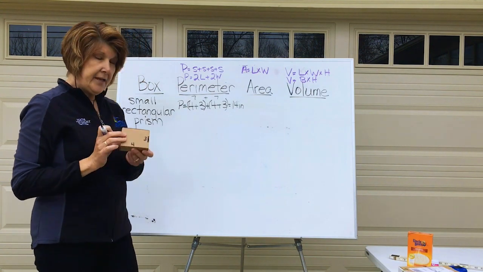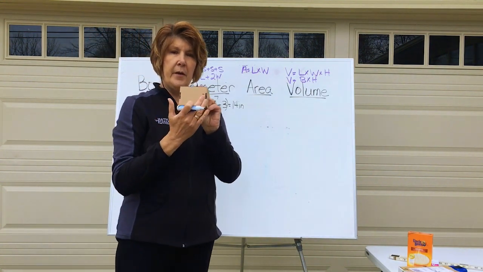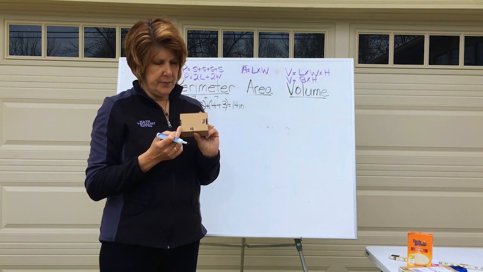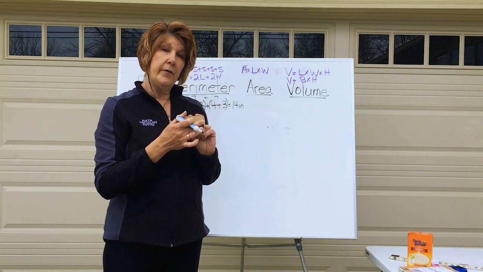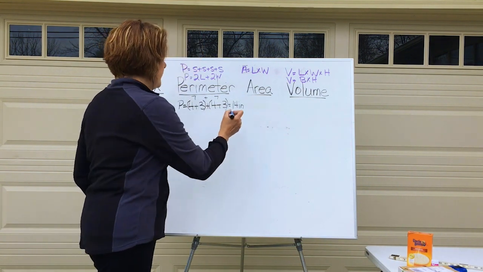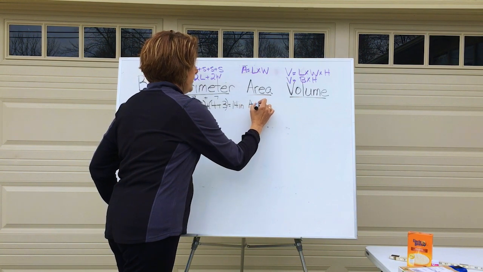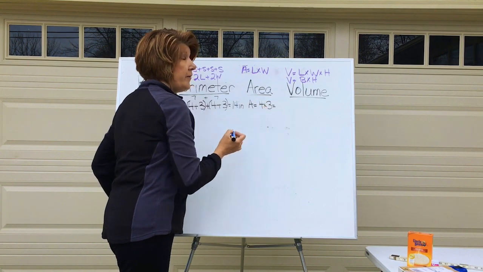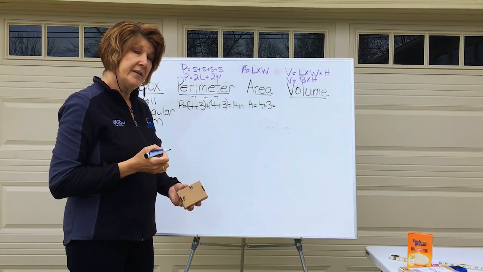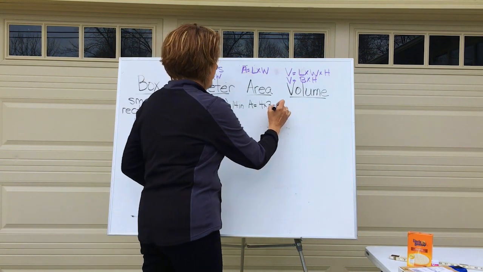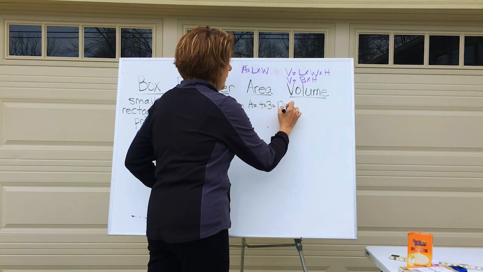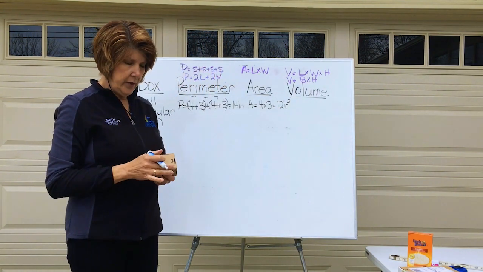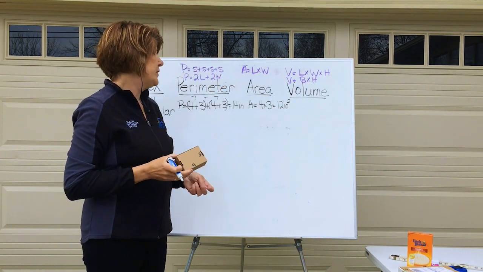Alright, now we're looking at the area, the space taken up by the base. So area equals length times width. Our length is 4, our width is 3. So we're going to record that as area equals 4 times 3. And I know that you know 4 times 3 equals 12. Our units are inches squared because it's area, inches times inches. 4 inches times 3 inches.